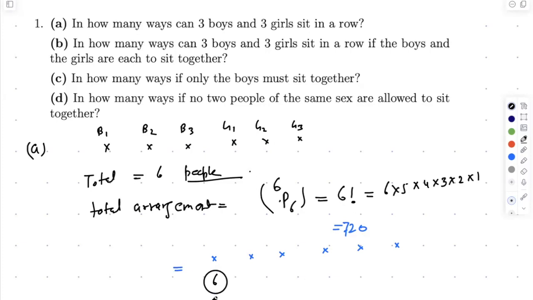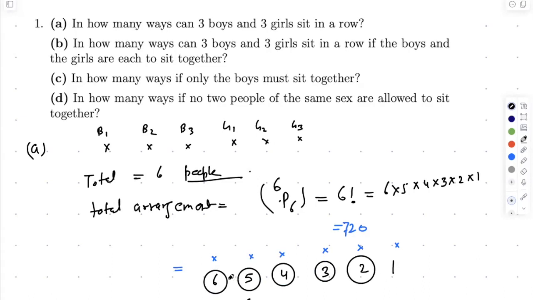Now, if you fix one person at the first position, how many possibilities for the second position? The answer is 5. If you fix a person at the second position, how many possibilities do you have for the third position? There are 4 possibilities. Similarly, there are 3 possibilities left for the fourth case, 2 possibilities left for the fifth case, and 1 possibility left for the last case.